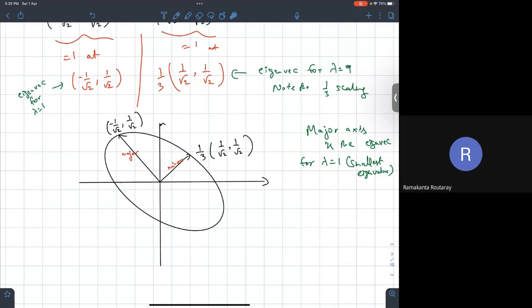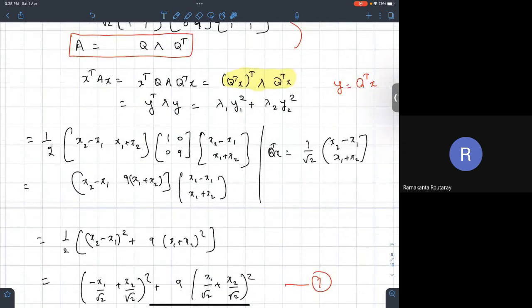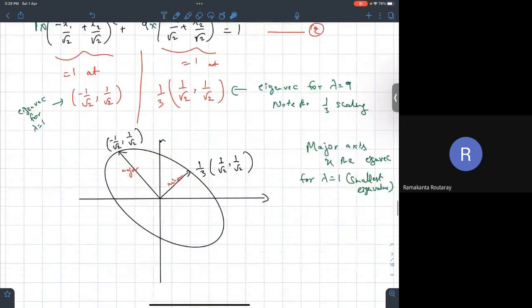This business about Q transpose. So if you want to look at it, what is Y? Y is Q transpose X, right? So you have the ellipse equation in this, Y equals Q transpose X. I hope this much of the geometry is clear.